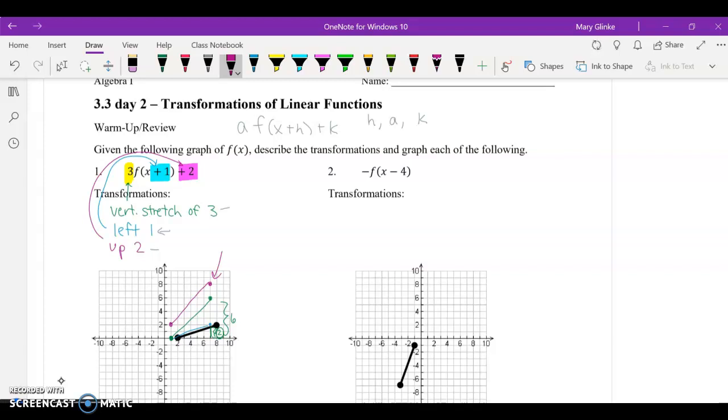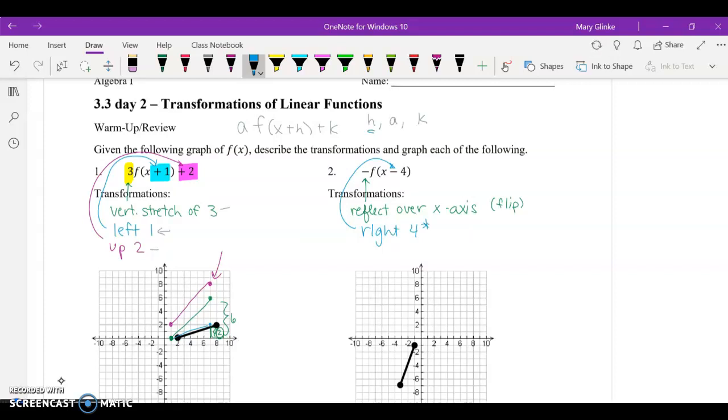So let's go ahead and take a look at another one here. Our transformations, the number out in front, this is negative. That is going to reflect over the x-axis, aka it's going to flip it over, okay? The next one here, this x minus 4 here, you're going to be moving your graph right 4. So we're going to do this in the H-A-K order.